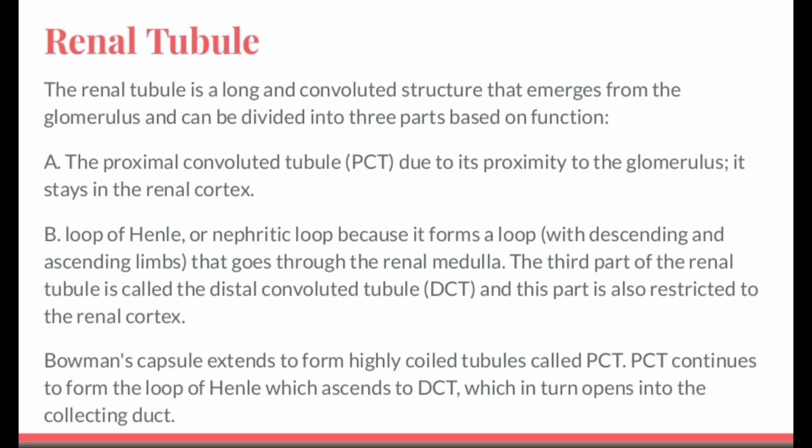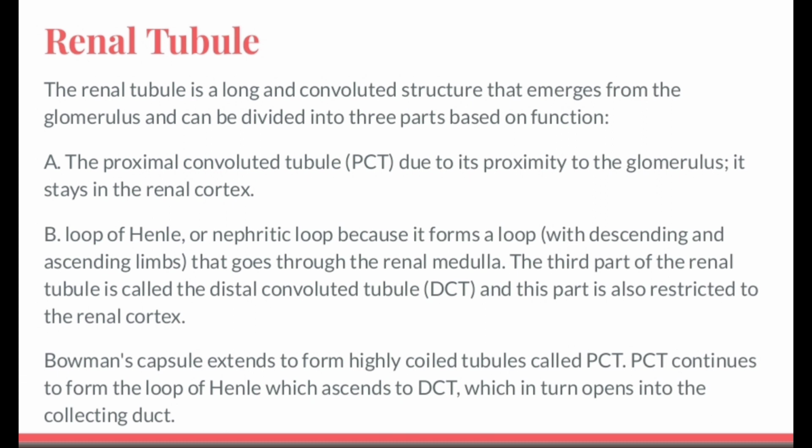Renal tubule. The renal tubule is a long and convoluted structure that emerges from the glomerulus and can be divided into three parts based on function. The proximal convoluted tubule. Due to its proximity to the glomerulus, it stays in the renal cortex. Loop of Henle or nephritic loop, because it forms a loop that goes through the renal medulla. The third part of the renal tubule is called the distal convoluted tubule, and this part is also restricted to the renal cortex.